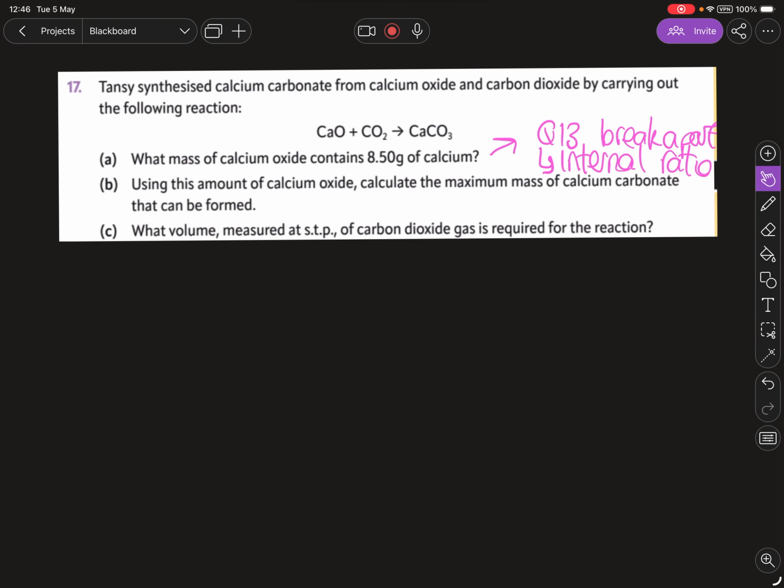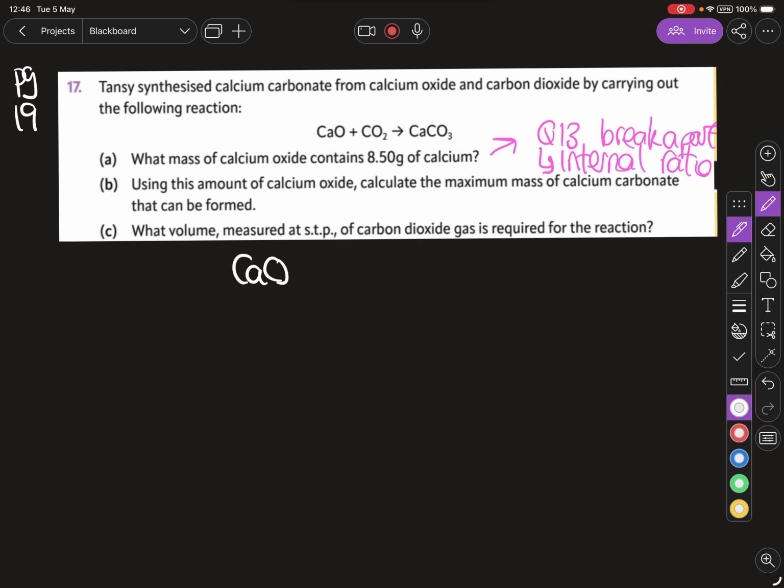All right, so this is page 19, question 17. This one has a weird way in. So we follow our rules. CaO plus CO2 goes to CaCO3. It is a 1 is to 1 is to 1.